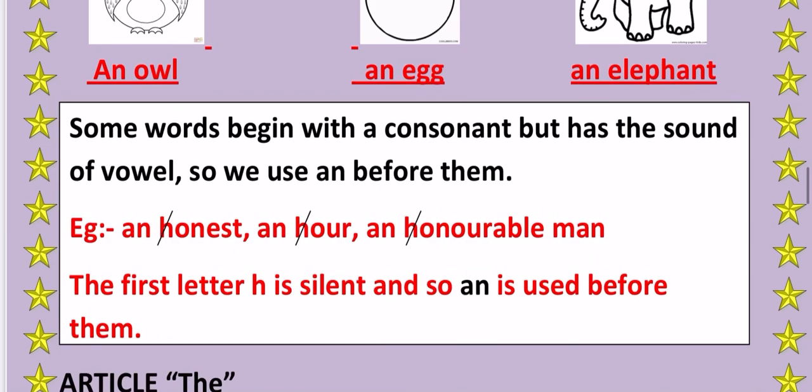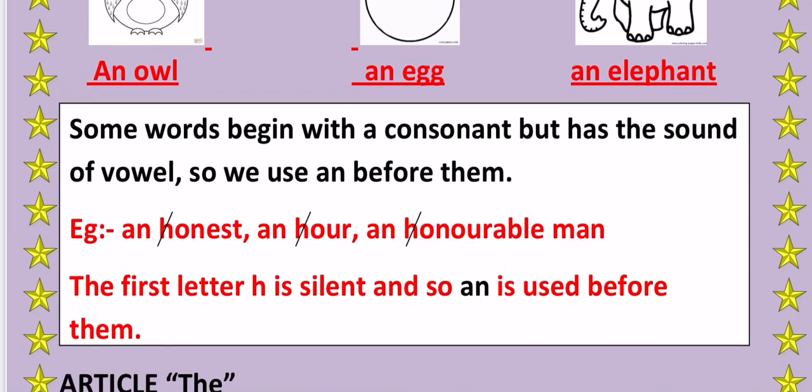Now again an exception. Some words begin with a consonant, but in some cases the first letter is silent. For example, honest: H is silent, and the next letter is O, which is a vowel. So we will use an honest man, an honorable man. The first letter H is silent, and so an is used before them.